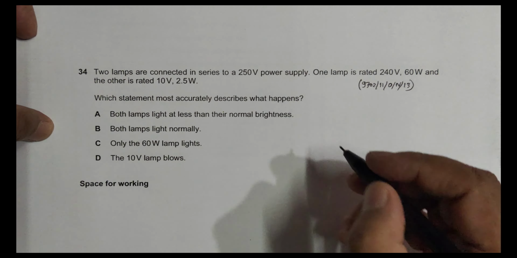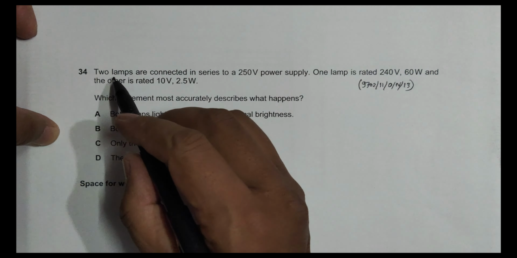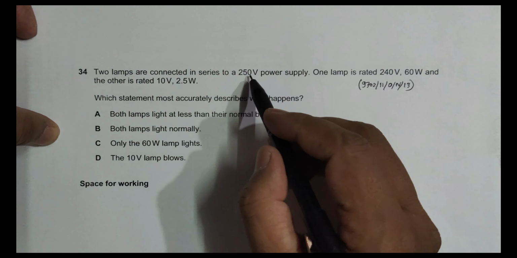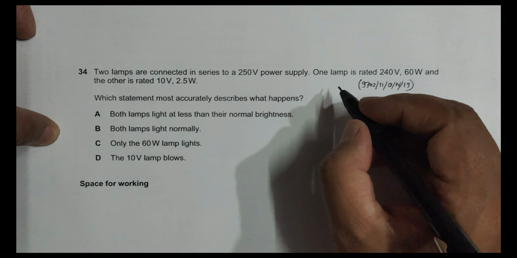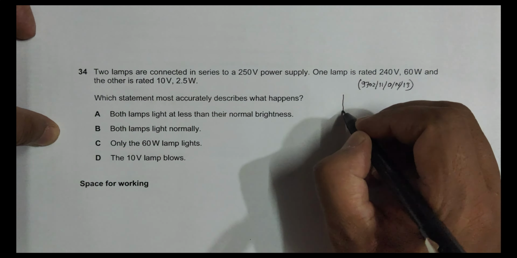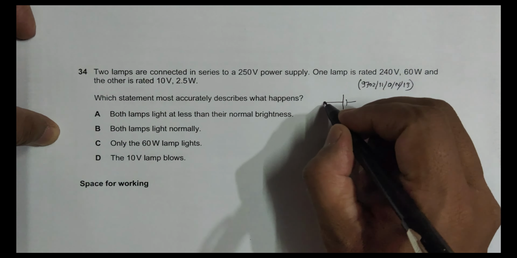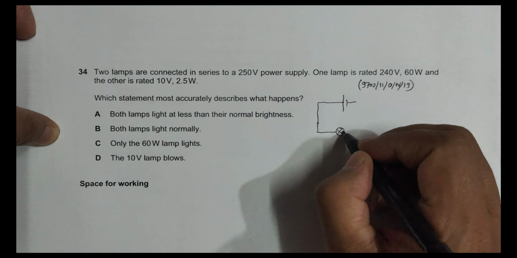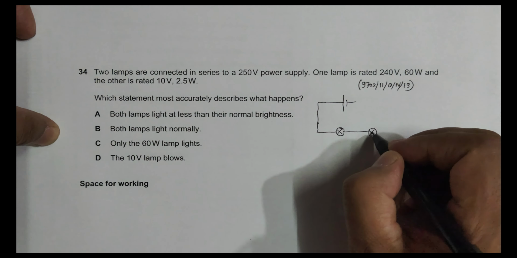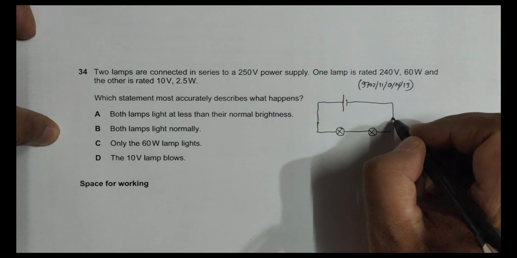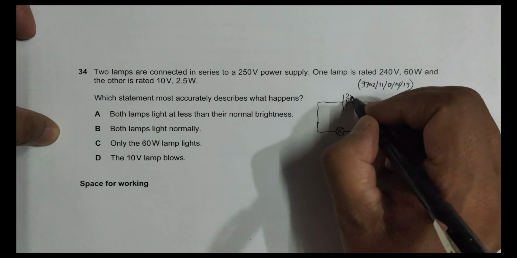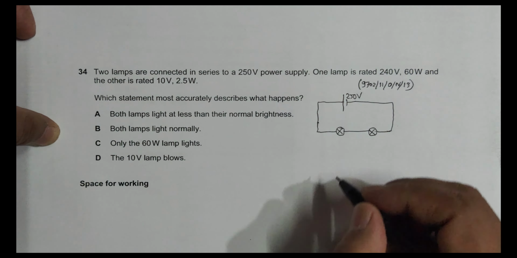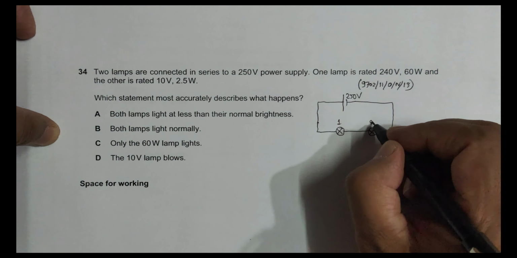So sorry for escaping. It says that two lamps are connected in series to a 250 volt power supply. So we have got two lamps connected to a 250 volt power supply. The supply is like this, and the lamps are like this. This is one lamp and this is another lamp, connected in series. This source is 250 volt. So this is lamp 1 and this is lamp 2.